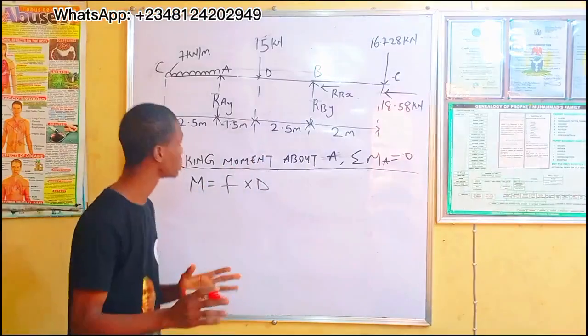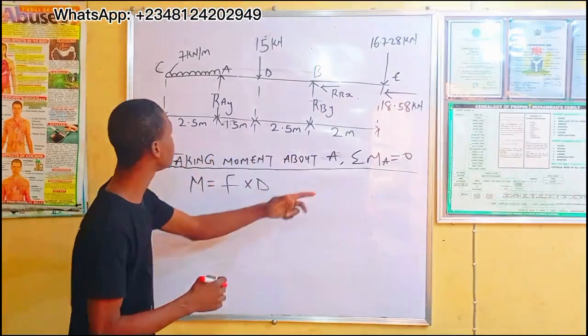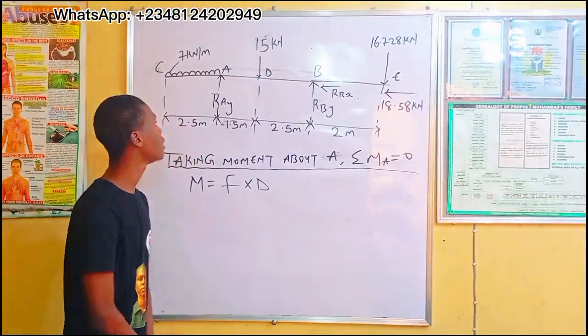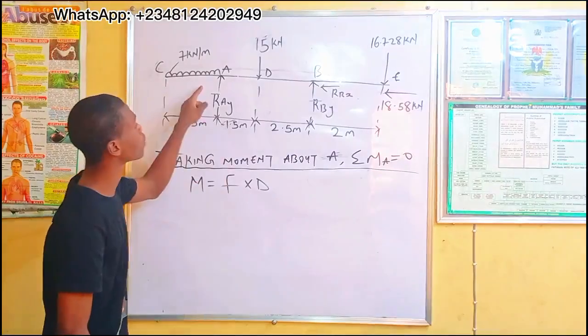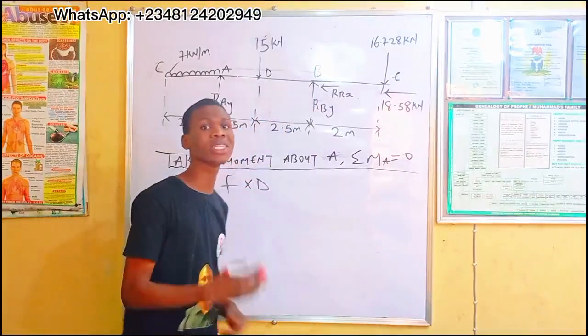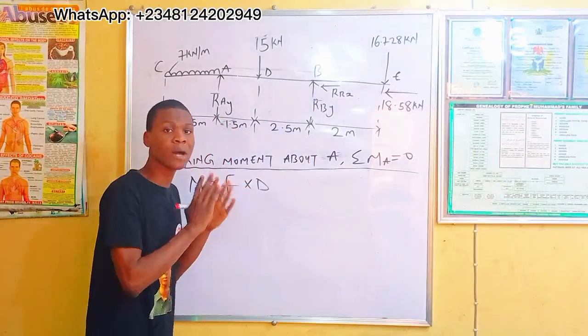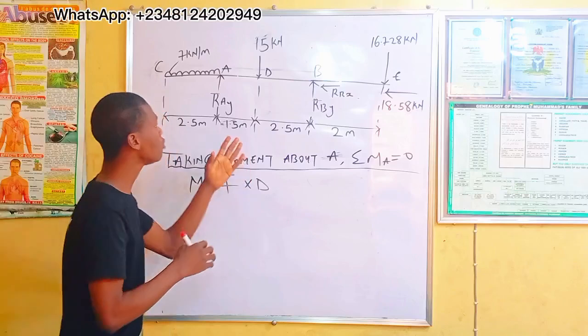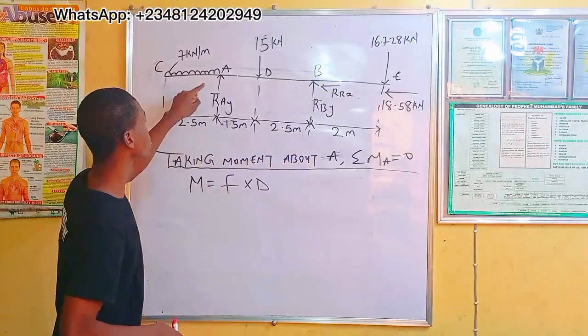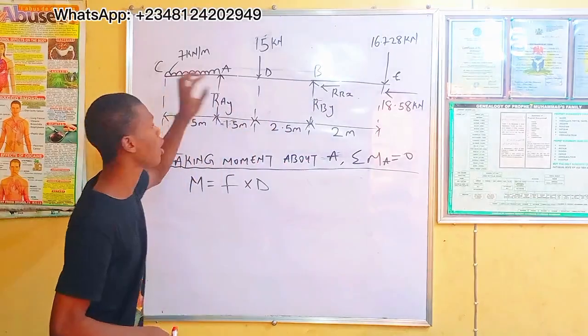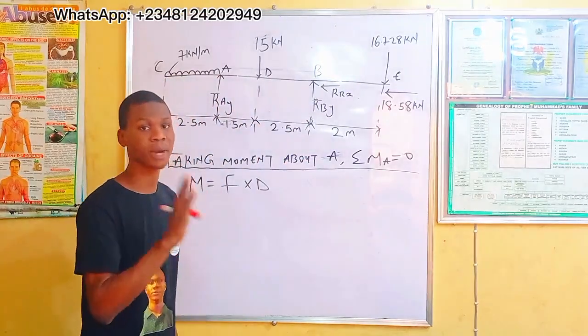Now when it comes to moment, the idea is very simple. Observe, you have your support reaction at point A and at point B. So when taking moment, what it means is that you can only take moment at the point where you have your support reaction. Looking at this beam, you have your support reaction at A and at point B. If you take moment about point A or point B, you still get the same answer.